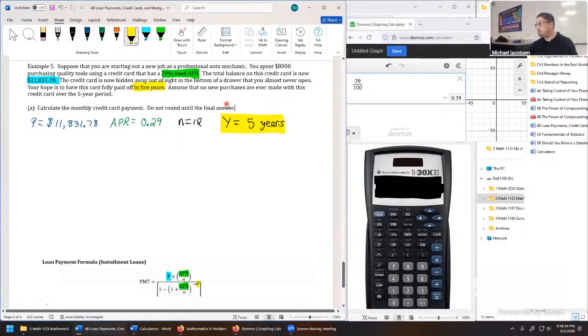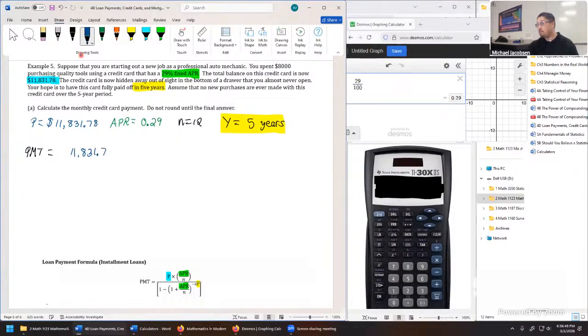Okay, thanks for the help with the questions there and getting that term length right. So now putting this together, here's what it's going to look like. Payment equals, take the principal, 11,831.78. Multiply it by the APR, 0.29. Divide by 12 monthly payments, so division by 12 there.